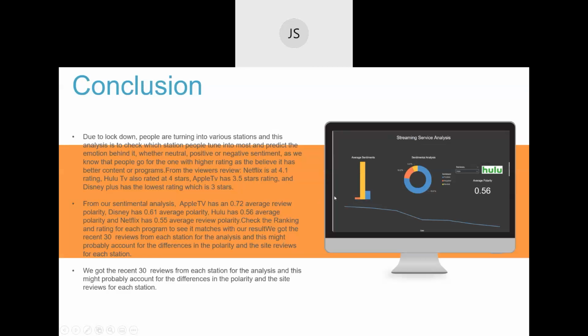Based on the analysis, I'm taking up the conclusion for the sentimental analysis. We can all see, due to the lockdown, people are tuning into various stations as most people are home. This analysis is to check which station people tune into most, and predict the emotions behind it, whether it is a neutral, positive, or negative sentiment. As we know, people go for the ones with the higher rating, as they believe they have better content or packages or programs to offer them.